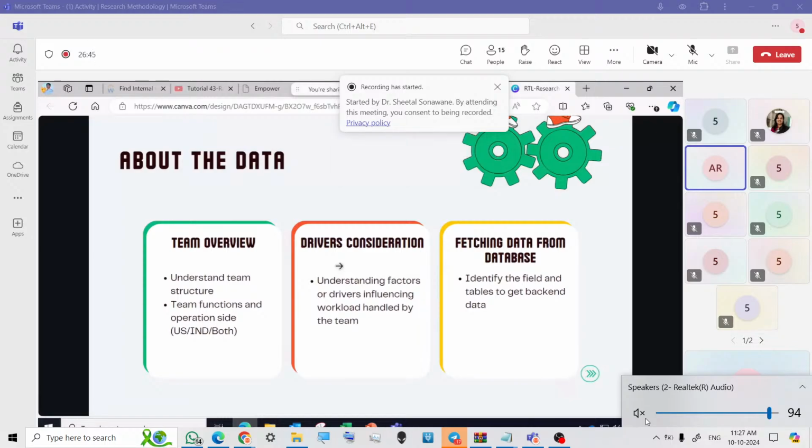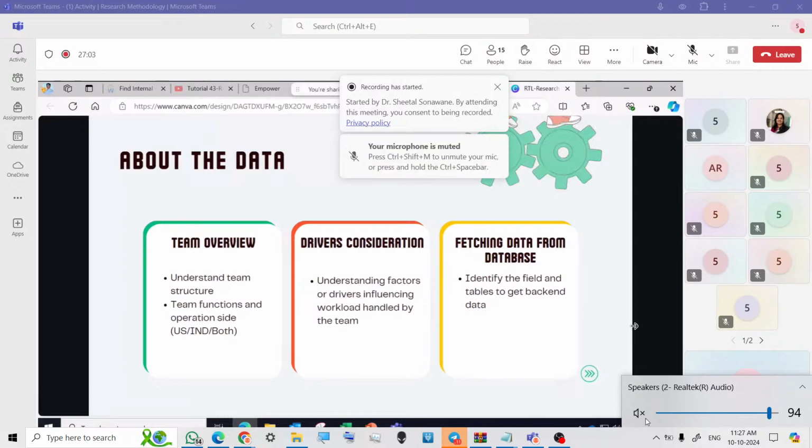And post that, whatever the drivers and attendance whatever the teams we are having, so we need to identify those tables and the fields into the data lake and to get that backend data from the team itself. So this is the thing about the data, how we are approaching and what we are having.